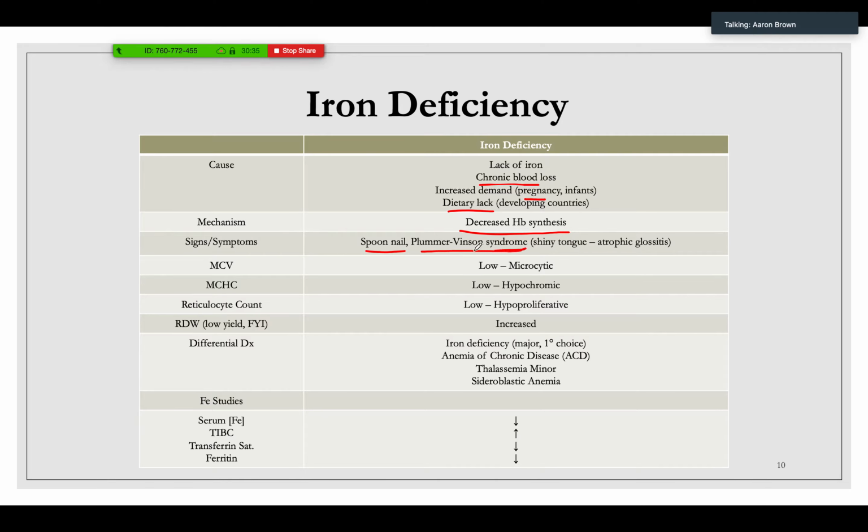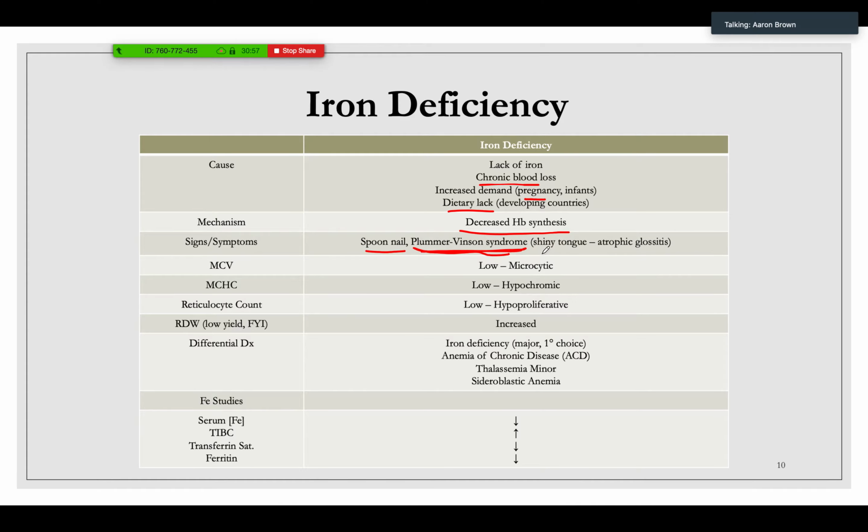We talked about this when we did our GI chapter, right? Plummer-Vinson syndrome. Something to do with the esophagus. It was a long time ago, right? Not that long ago, maybe a month ago, I think, maybe more.